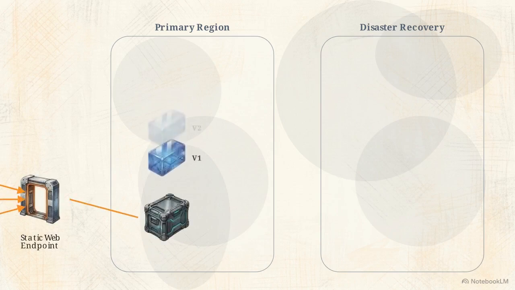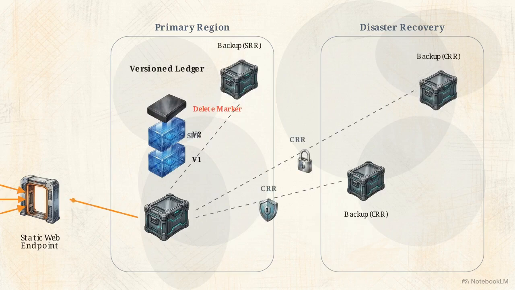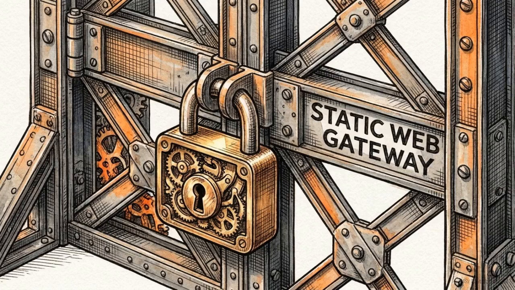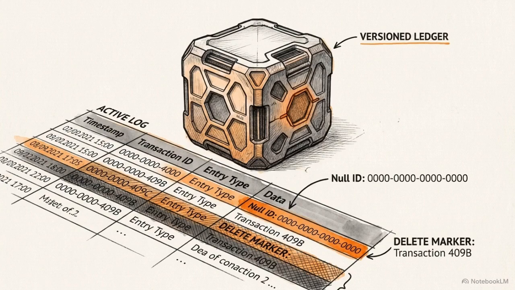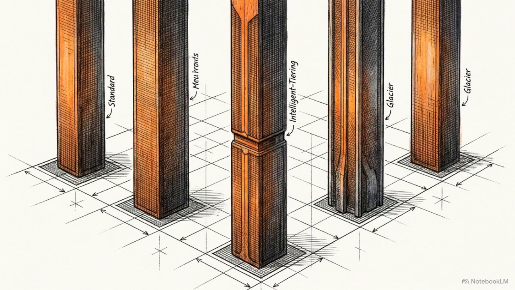The static web endpoint gateway securely feeds into the versioned logical ledger in the center, which then asynchronously streams data outward to isolated global backup buckets. Successfully engineering S3 requires deliberate security policies for static exposure, the active management of logical ledger states via null IDs and delete markers, and the strict enforcement of asynchronous replication boundaries. In Part 3, we will analyze the complete matrix of S3 storage classes, dissecting durability metrics, glacier retrieval mechanics, and intelligent tiering auto-scaling behaviors.